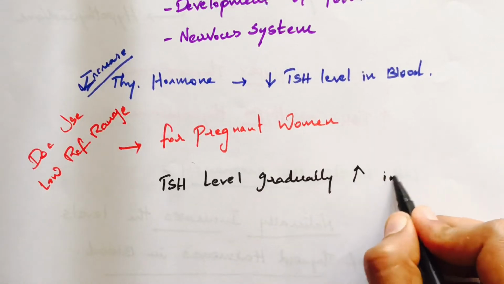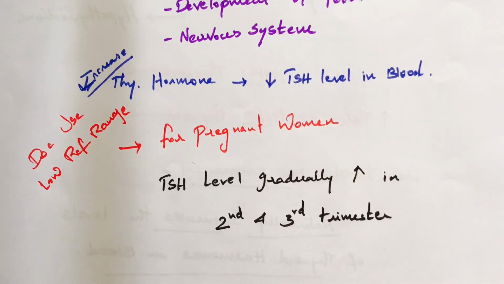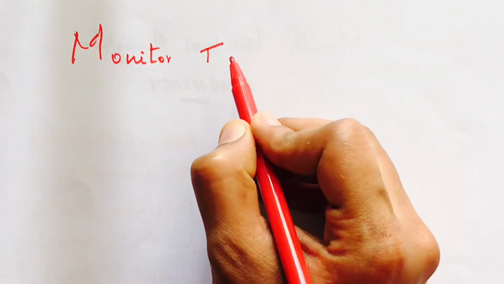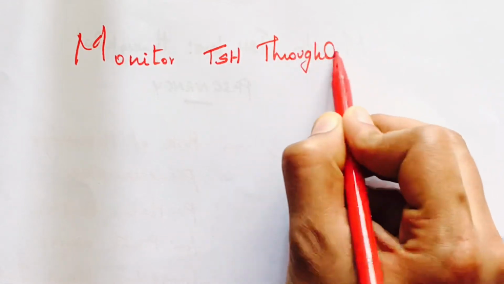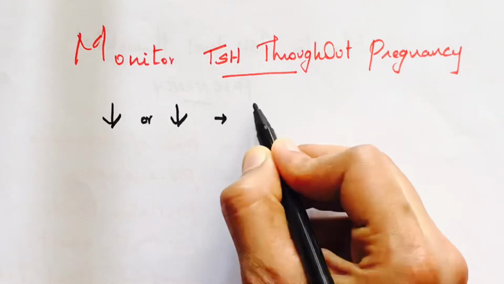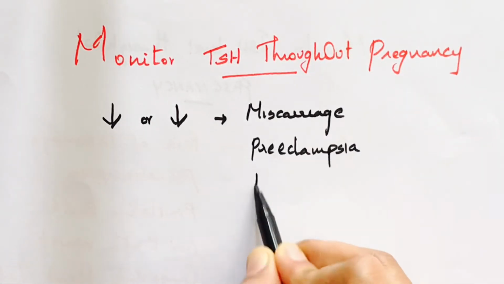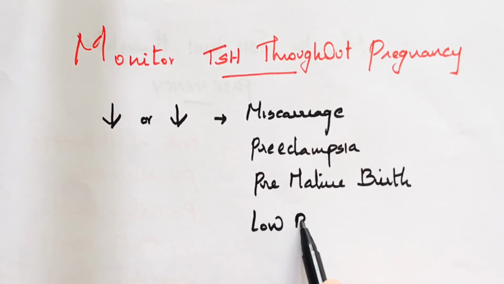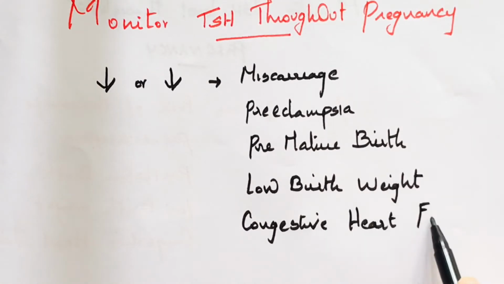But we notice the TSH level gradually increases in the second and third trimester, but it still remains lower than the normal levels in women who are not pregnant. So it is very important to carefully monitor TSH throughout pregnancy. Having unusually high or low levels can affect the risk of miscarriage, preeclampsia, premature birth, low birth weight, and congestive heart failure.